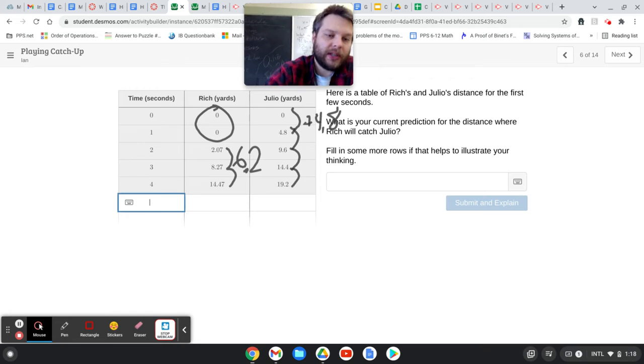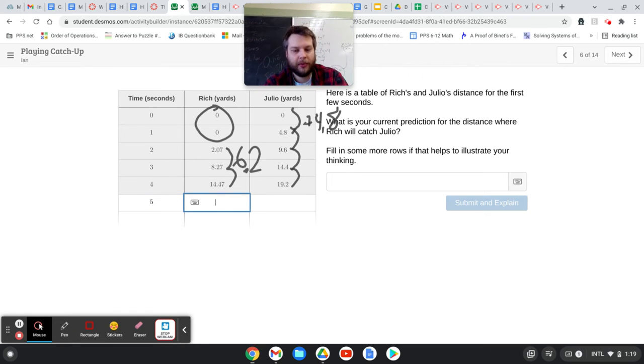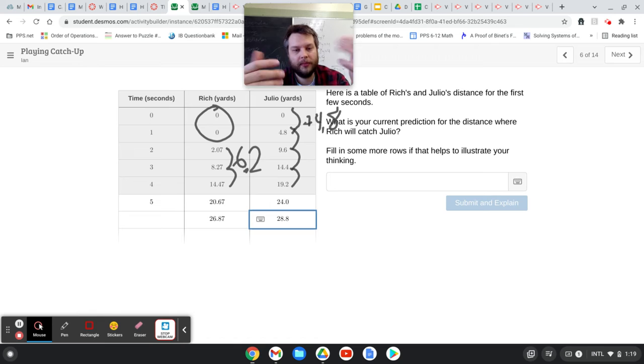You can go through and start adding in more rows as much as you want. You just got to keep adding 6.2, so 20.67, and adding 4.8 here. So what would that be? 24.0. And you can add as many rows as you want, just continuing to add 6.2, continuing to add 4.8. And eventually, they're going to come together. That's called solving by tables.